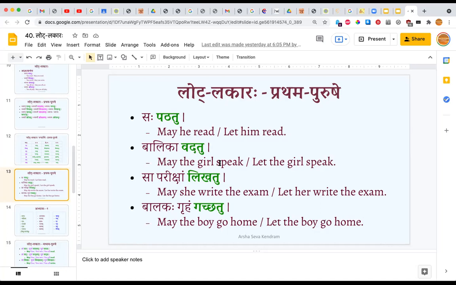Balika vadatu. May the girl speak or let the girl speak. Sa pariksham likhatu. May she write the exam or let her write the exam. Balakah gruham gacchatu. May the boy go home or let the boy go home. Ityadi. Prashnah santi va? Is this clear?